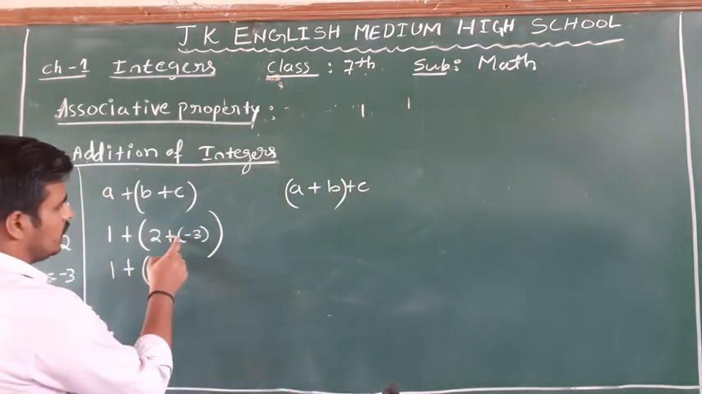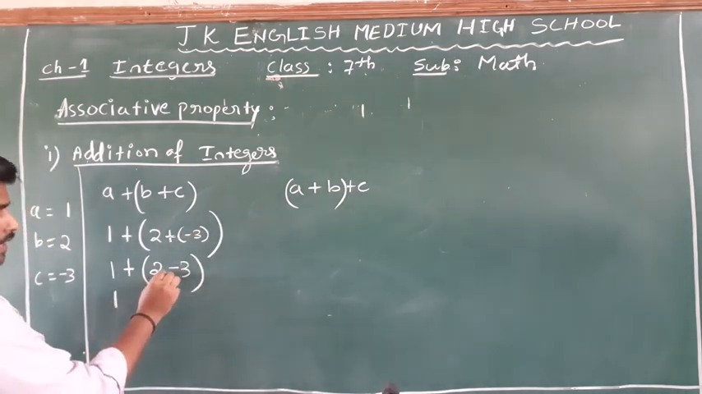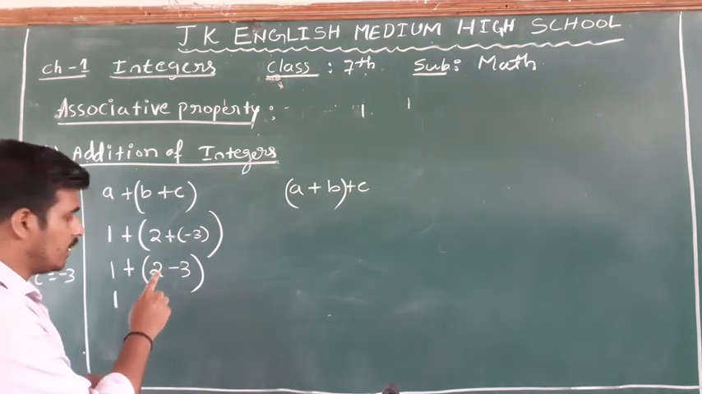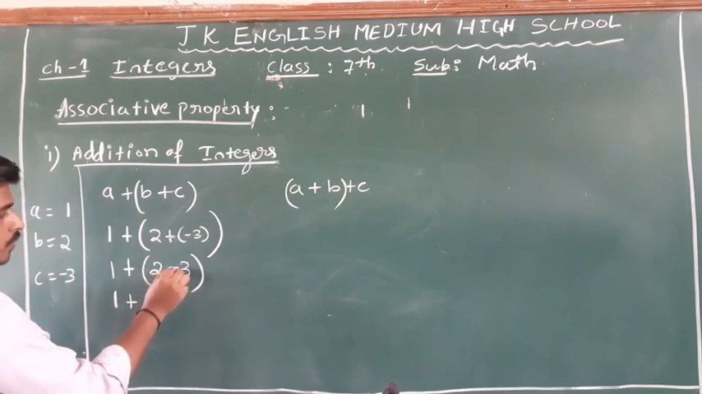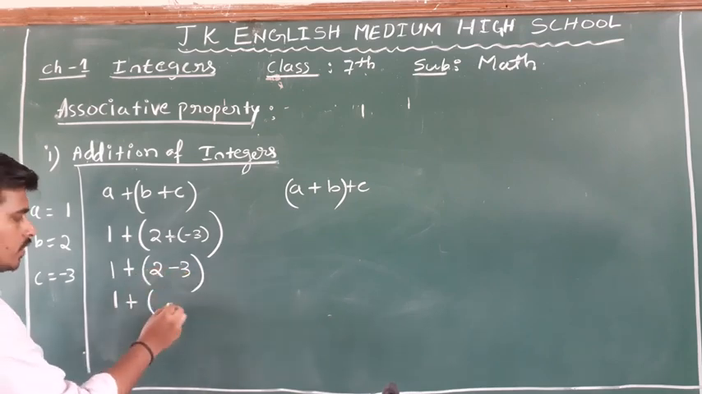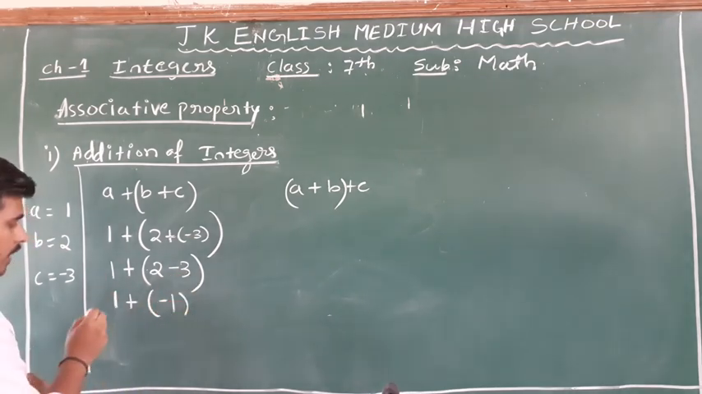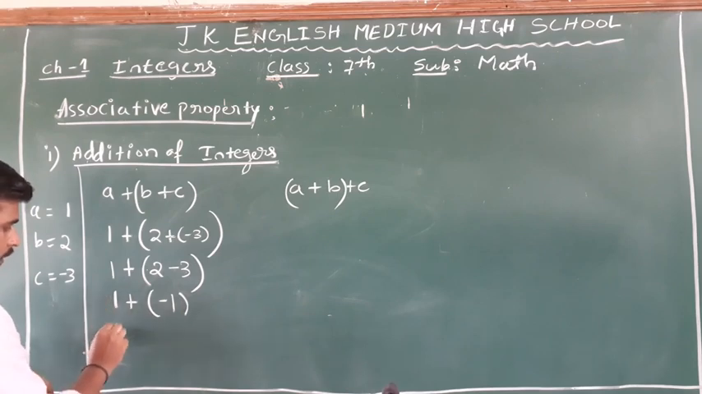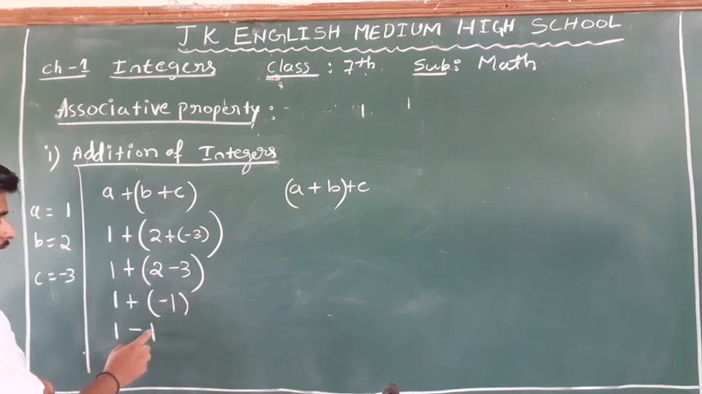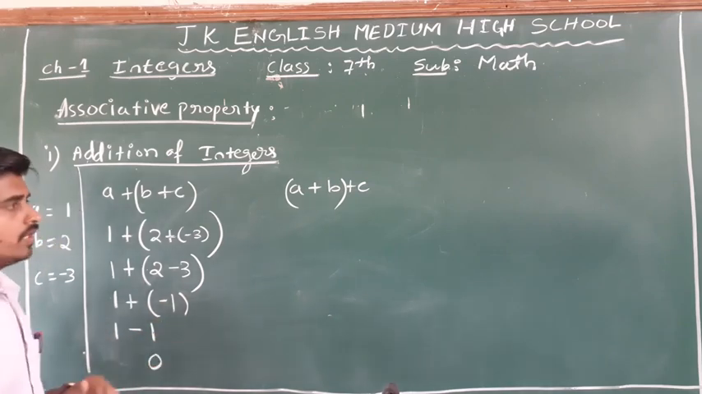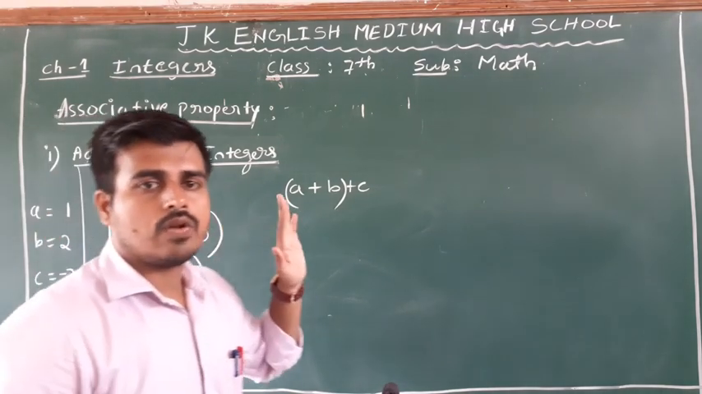So here plus into minus, minus 3 will come out. 1, still it is not a single number, so we can't open it. 1, this plus as it is, 2 minus 3, subtraction, 3 minus 2 will give you 1, and the greater number's sign will give you minus. Now you can open the bracket. This 1, this plus 1 as it is, plus into minus, minus this 1. 1 minus 1 will give you 0. If you get 0 here also, then you can say addition of integers is associative.